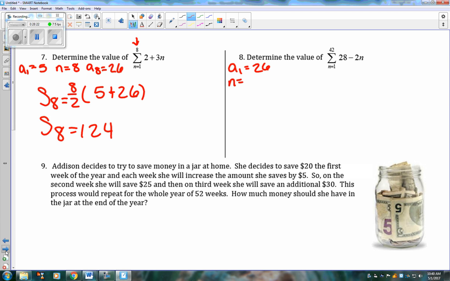My second thing that I need is n. N is the number on top. What's a sub 42? You plug in 42 for n. So now, plug it into the formula. It's just so simple.